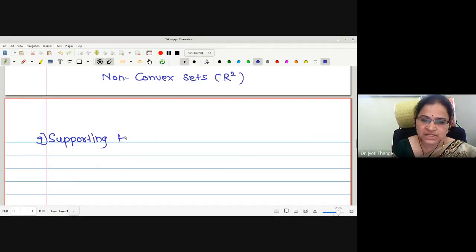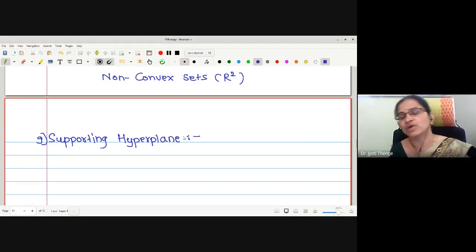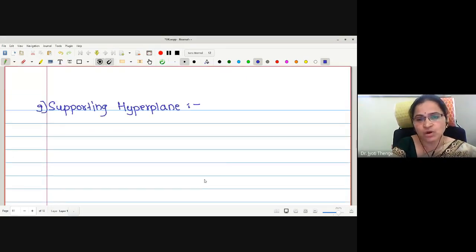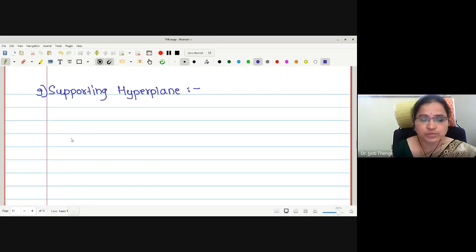Okay, let me repeat. A supporting hyperplane is a hyperplane which lies in one of the closed half spaces, and the hyperplane contains at least one boundary point of the convex set. Okay, let me write a definition.